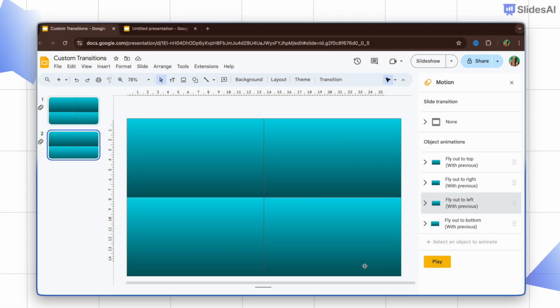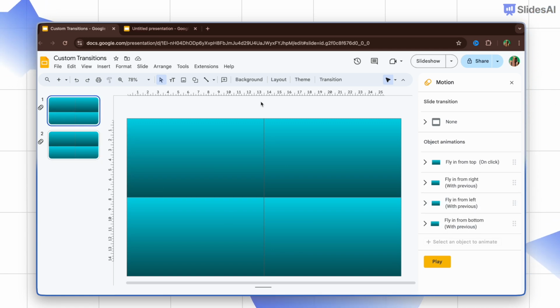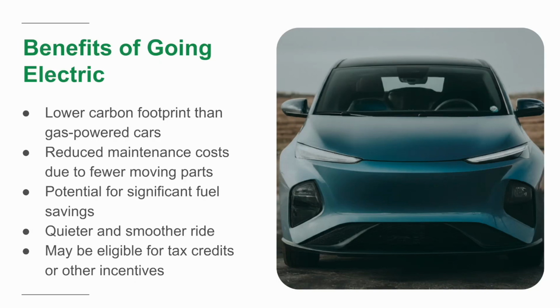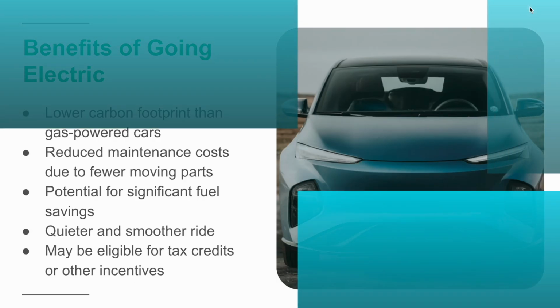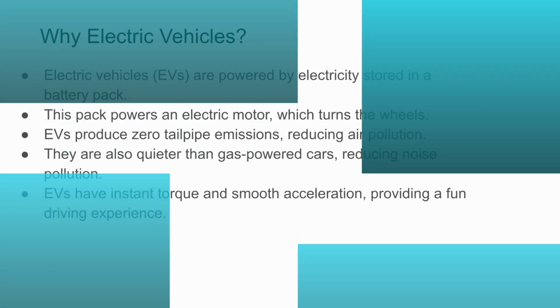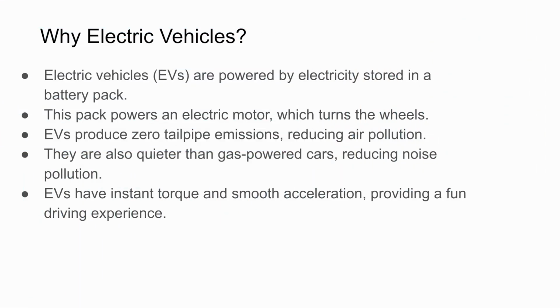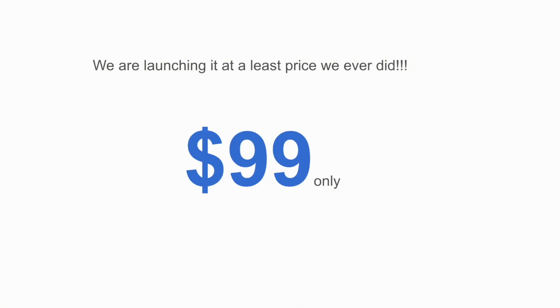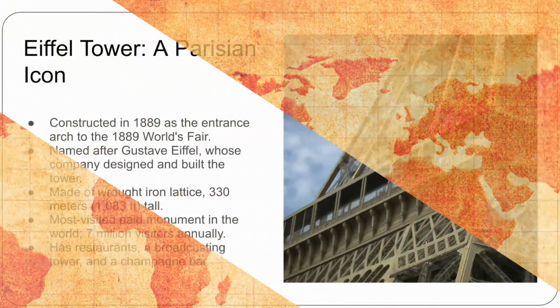Let us see it in action. So go to the first slide, click Slideshow, and watch the magic happen as I click on this slide. And when I click again, we are in a new slide. There you have it. Your custom transition is ready. Experiment with different shapes, images, and styles to create your unique transitions.